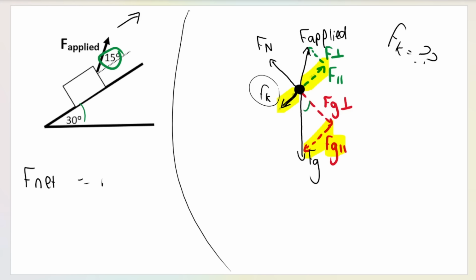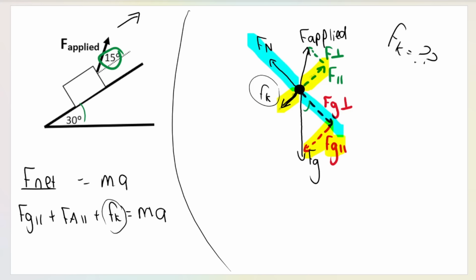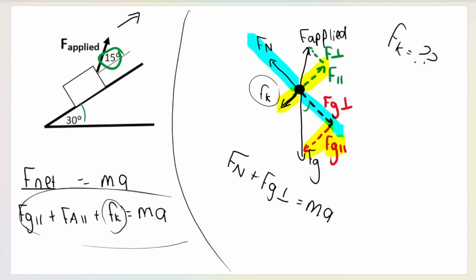So I'll go F net equals ma. The three forces that I care about would be Fg parallel, F applied parallel, and the friction. Those will be the three forces that I put together in my formula to help me solve for friction. And students often say, but ma'am, why are we forgetting about the normal force? Well, look at the normal force and look at Fg perpendicular. Those are 90 degrees or perpendicular to the slope. So I would put those together in an equation. Those two belong together in an equation. And the parallel ones belong together in an equation because they're acting along the same plane.